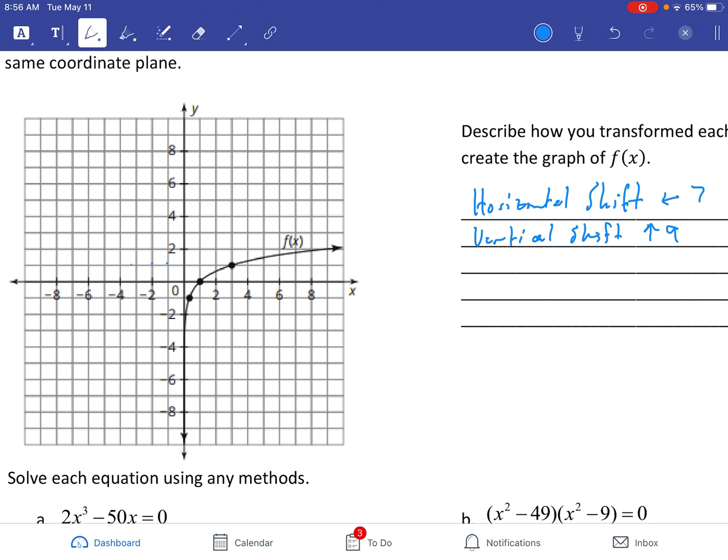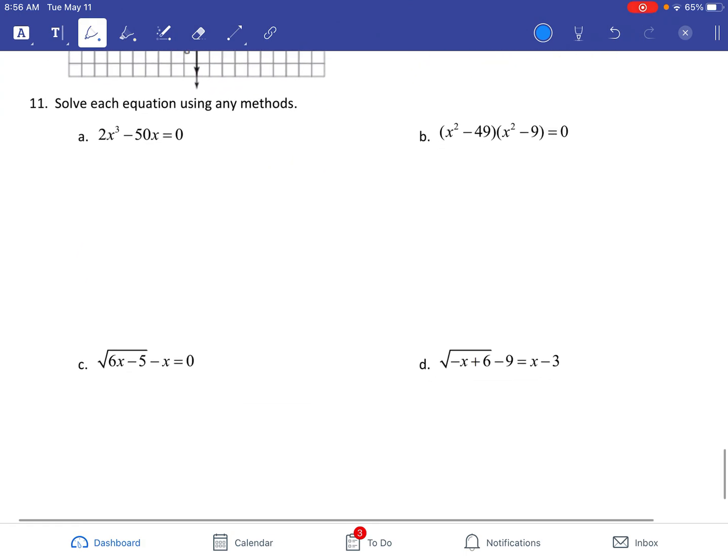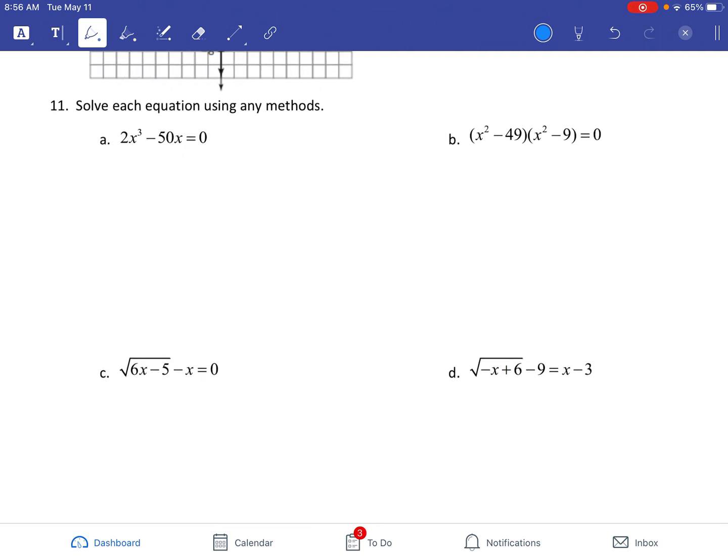1, 2, 3, 4, 5, 6, 7. And move it up by 9. And then right there. So that's what our graph should look like. Let's get rid of these little dots. Okay. So our graph would look something like this. And there's your transformation.